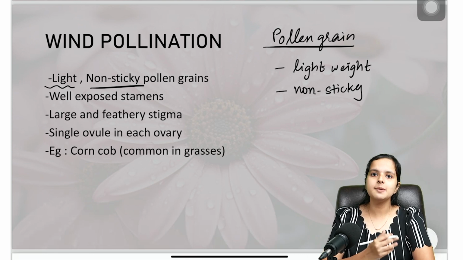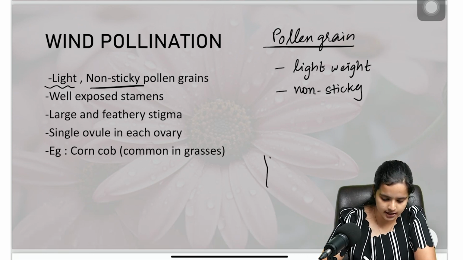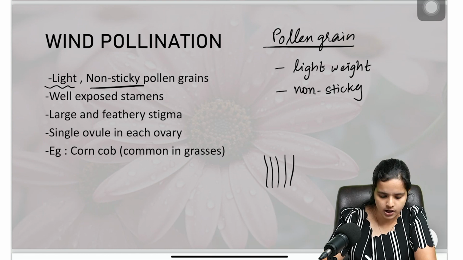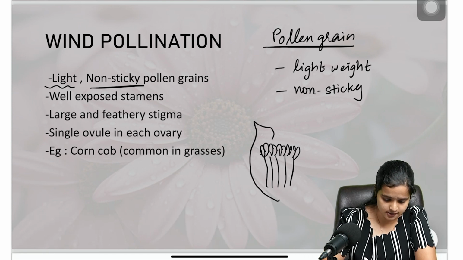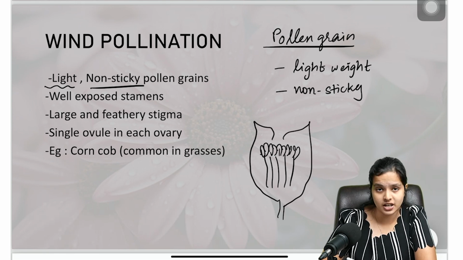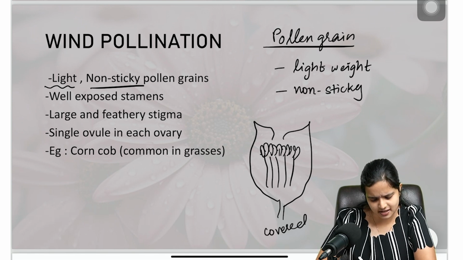Imagine a plant with a stamen like this. I'm drawing two kinds of condition here, and you will have to tell me which is the best for wind pollination. You'll have a stamen like this, which is covered by the petals. Again, I'm not so good at drawing, but just imagine these are the petals. So the stamen is covered here. This is a covered condition.